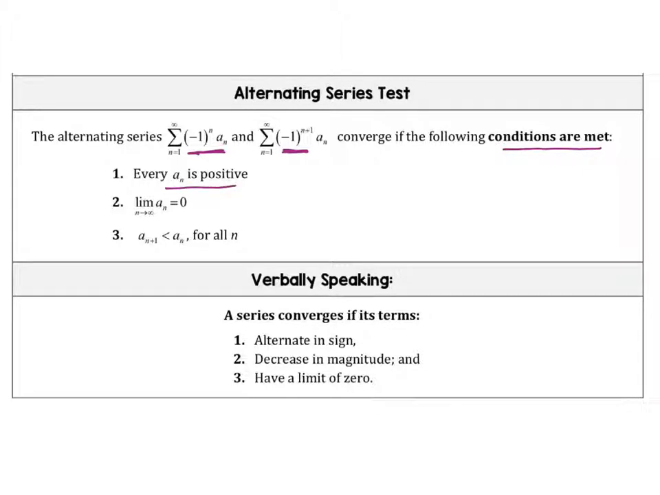Notice each term is positive. It passes the nth term test, and notice that these are decreasing in value. So verbally speaking, again, alternating in sign, decreasing in value, and notice it says magnitude, so it's talking about the absolute value, and then you have a limit of 0. So let's look at what that's going to look like.